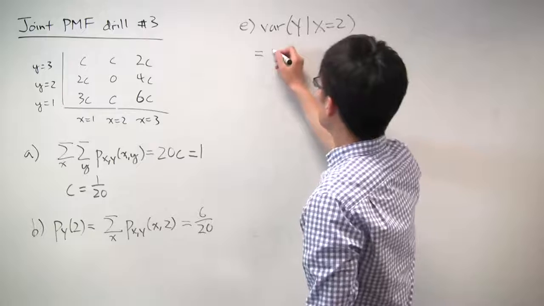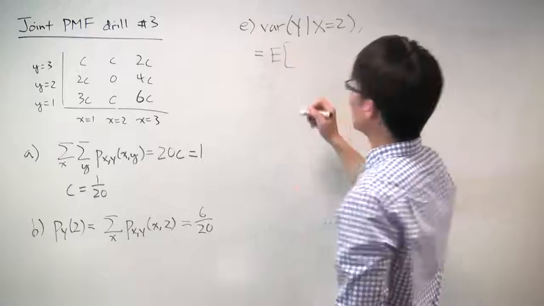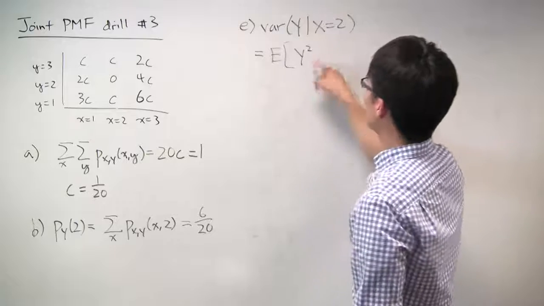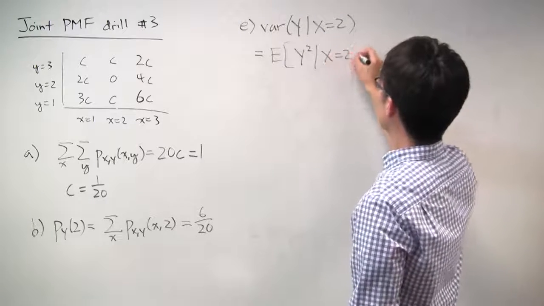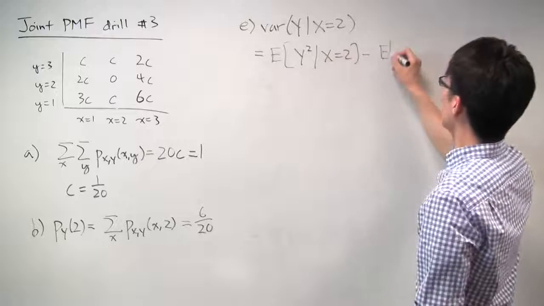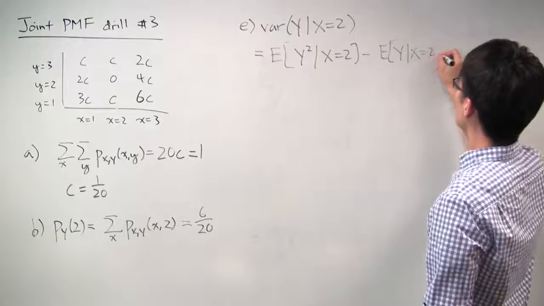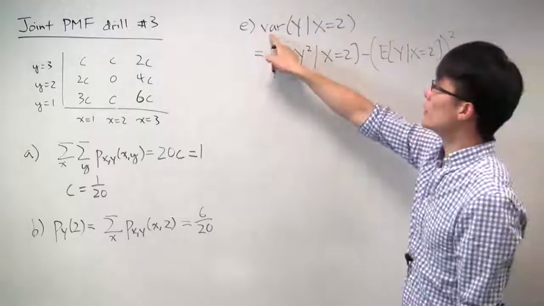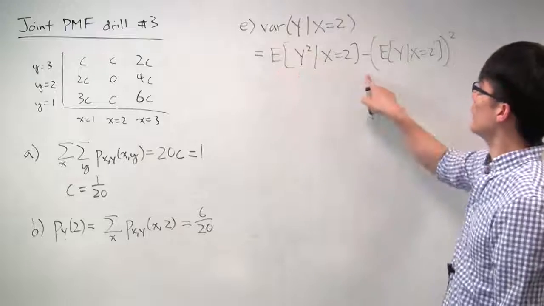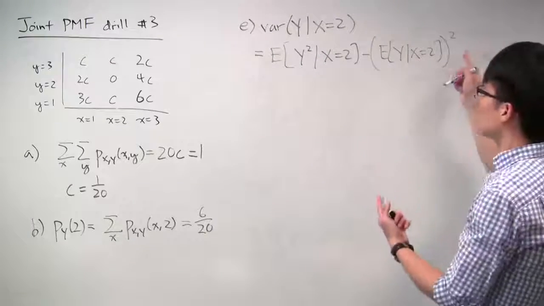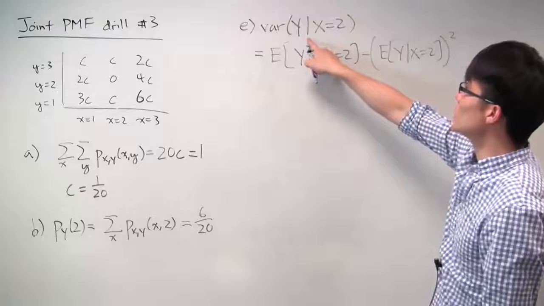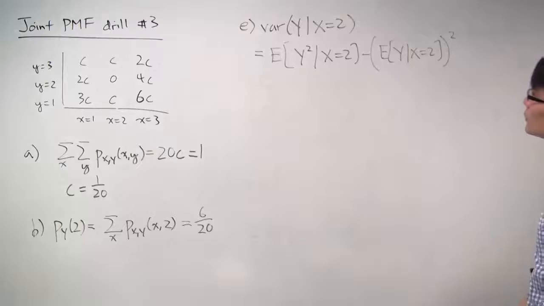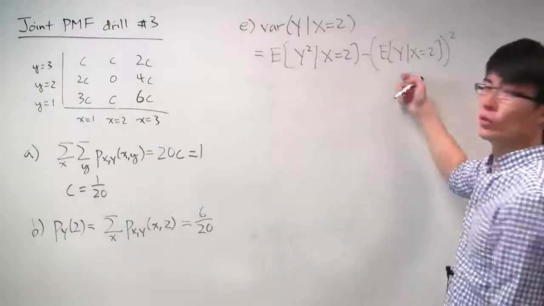Calculating this variance is kind of the same as calculating a normal variance without the conditioning. It's the expectation of y squared, conditioned on x equals 2, minus the expectation of y, conditioned on x equals 2, squared. Recall that a standard variance, variance of y, would just be the expectation of y squared minus the expectation of y quantity squared. The difference with the conditioning is that you just carry over the conditioning in both of these terms.